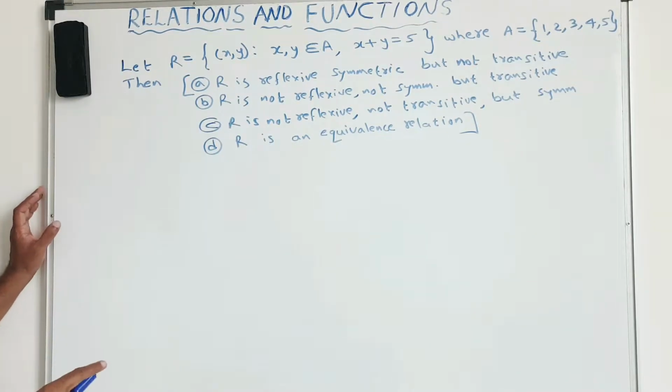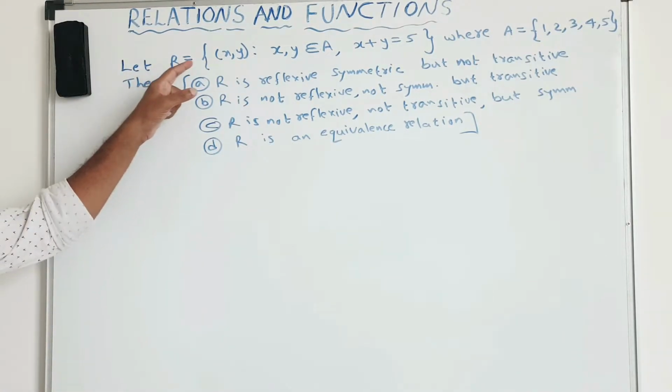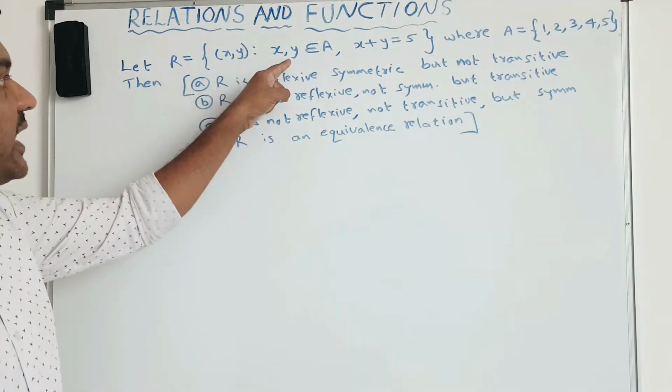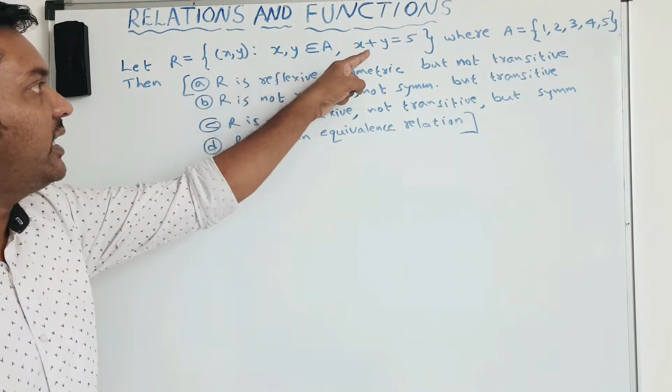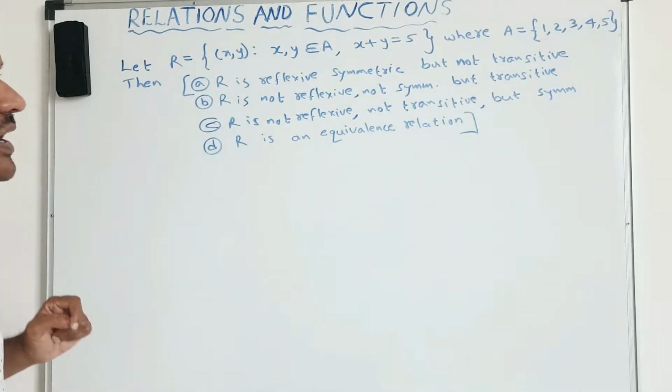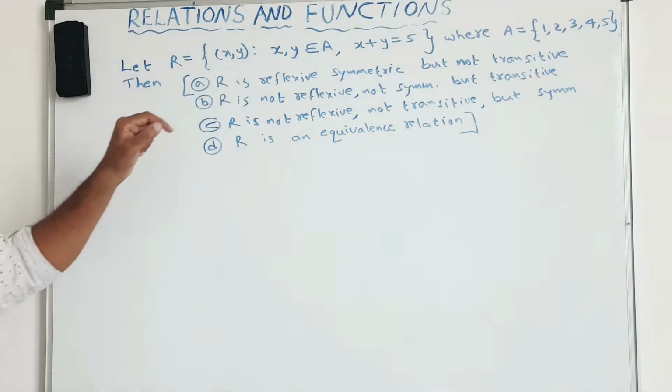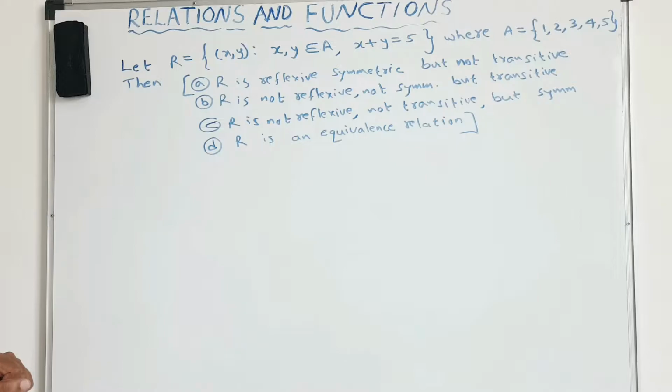Now we will see another MCQ question. Let R equal the set of (x, y) such that (x, y) is an element of A, x plus y equals 5, where A equals the set {1, 2, 3, 4, 5}. Then they are asking which kind of relation this is.